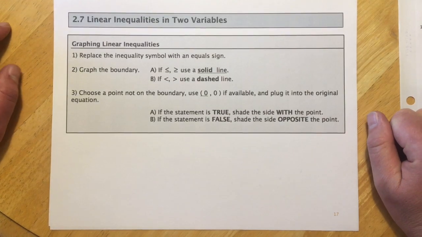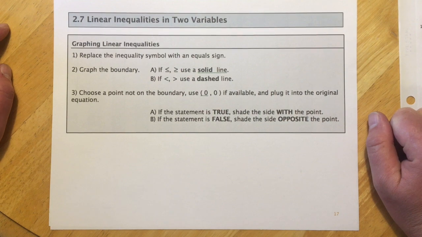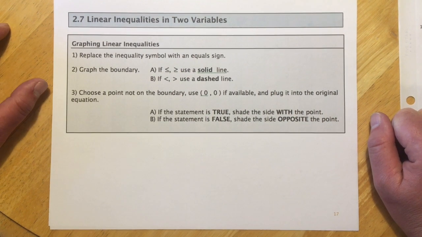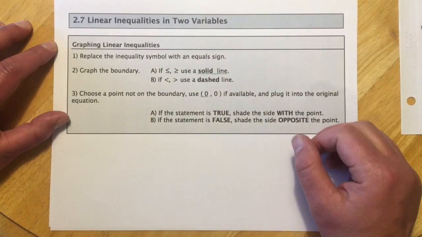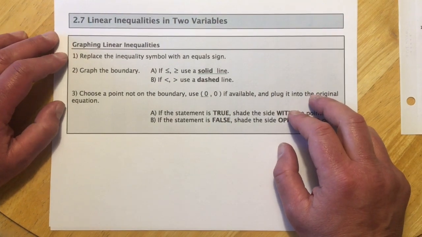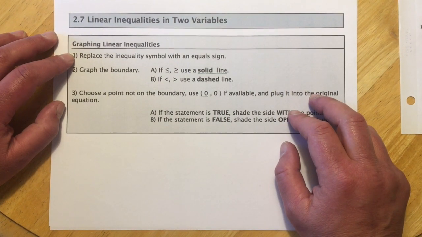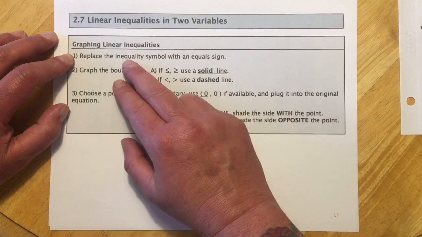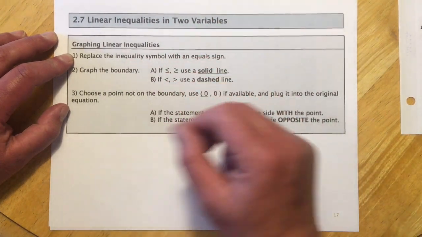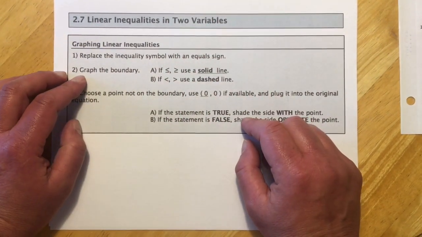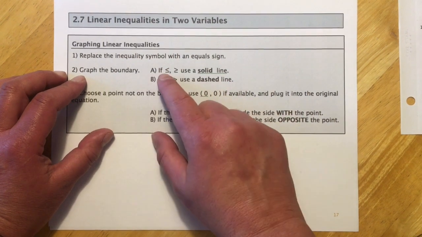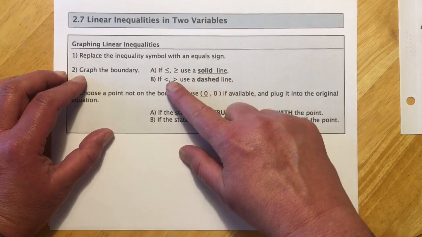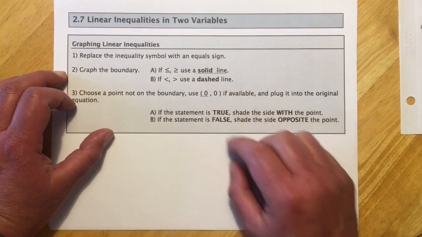Okay, section 2.7. So this was the linear inequalities, this time in two variables. So this is where we had to shade one side of the graph or the other. Our steps for working these out is, first, we just kind of think of it as an equal sign rather than an inequality, because we just got to get the boundary drawn. And then 2 is we graph the boundary. So if it has an equals, we use a solid line. If there's no equals, that was the dashed line.